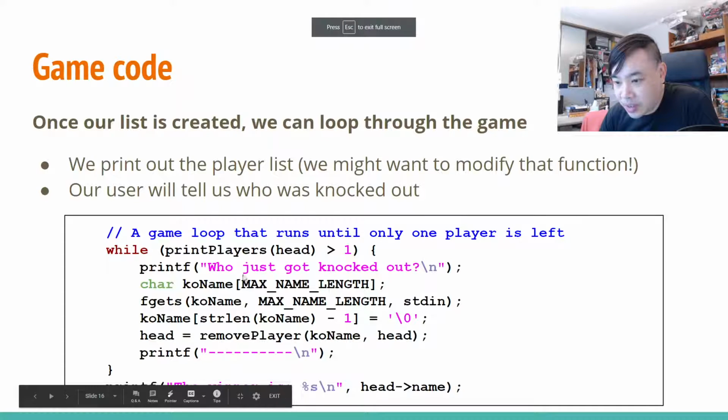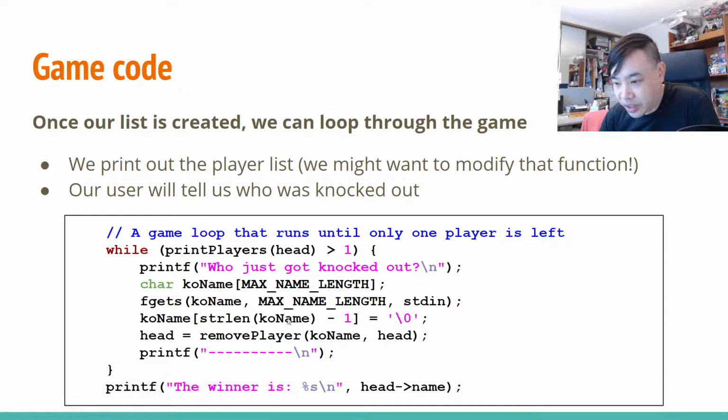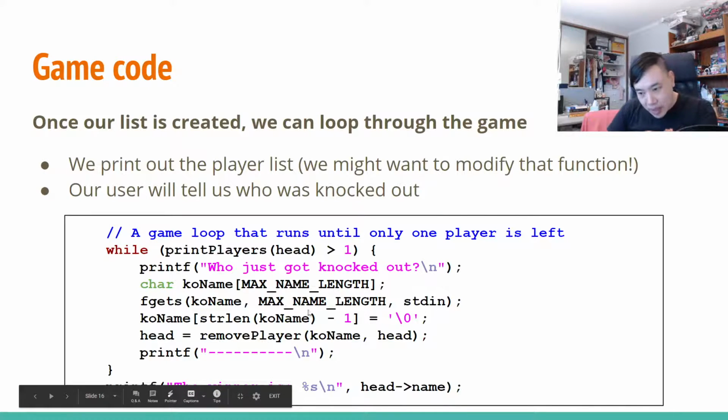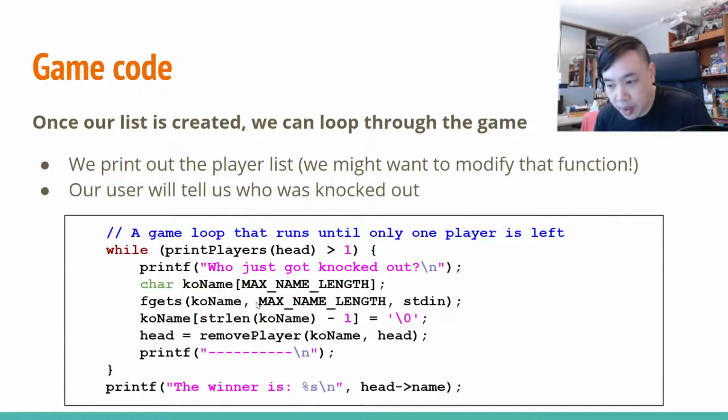So I said character KO name, fgets, and just remove it like this. I actually wrote these slides before I had a deeper think about what was going on with fgets. fgets will put a null terminator at the end of max name length. So the largest string that you can type in is max name length minus 1.